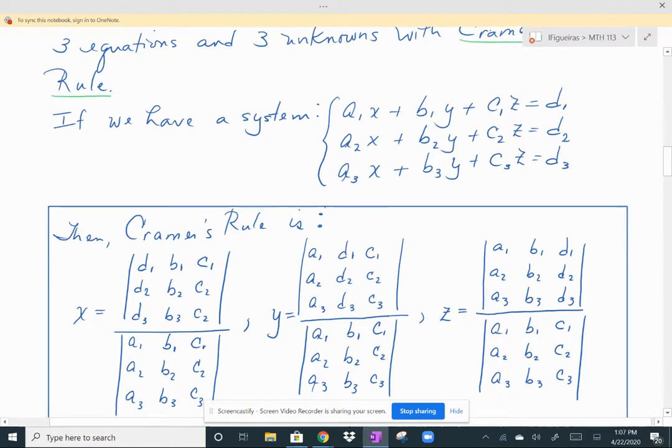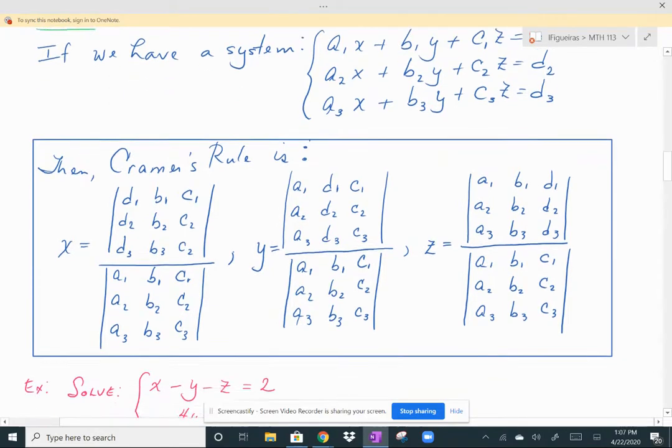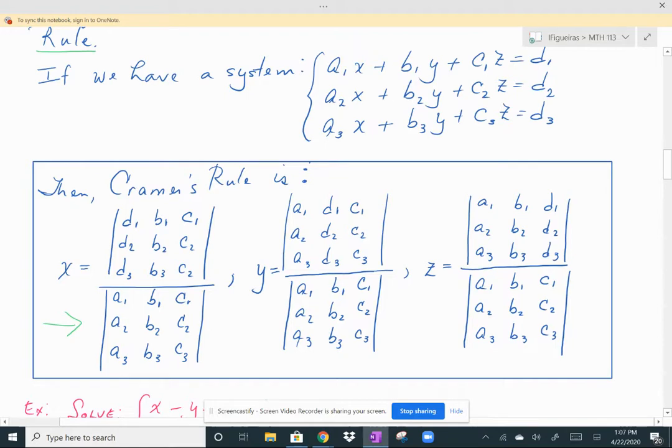All right, so here's your Cramer's rule. You're basically going to be evaluating 3 by 3 matrices. And so here's the rule for x, y, and z. Let's start with the denominator, because the denominator will be the same when you compute x, y, and z. So once you do it for one variable, you don't have to repeat the process. So the numbers that go into the 3 by 3 matrix for the denominator are basically the coefficients of x in a column, the coefficients of y in a column, and the coefficients of z in a column. So that's why I have here in this matrix a sub 1, a sub 2, a sub 3 in column 1, b sub 1, b sub 2, b sub 3 in column 2, and c sub 1, c sub 2, c sub 3 in column 3.